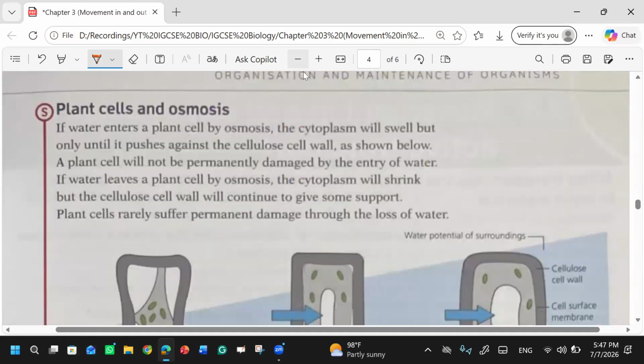Yes. Then we have plant cells and osmosis. If water enters a plant cell by osmosis, the cytoplasm will swell, but only until it pushes against the cellulose cell wall. Now, read this again. In plants, what is there in the plant cell? There is a cell wall. Firstly, there is the cell membrane. Then, outside the cell membrane, what is there? There is the cell wall, right?